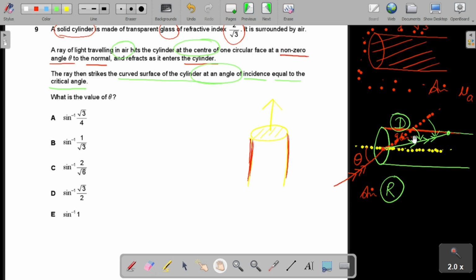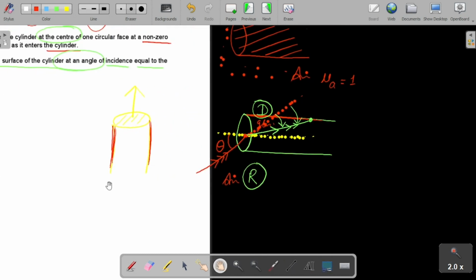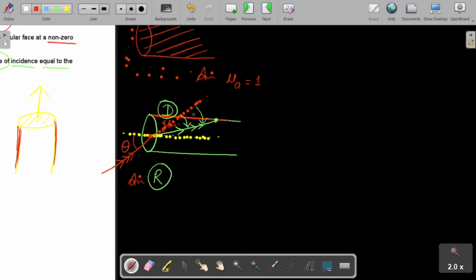What is the critical angle? Critical angle is that angle for which the angle of refraction is 90 degrees. I hope you understood what the critical angle is. So where is the incidence angle here?